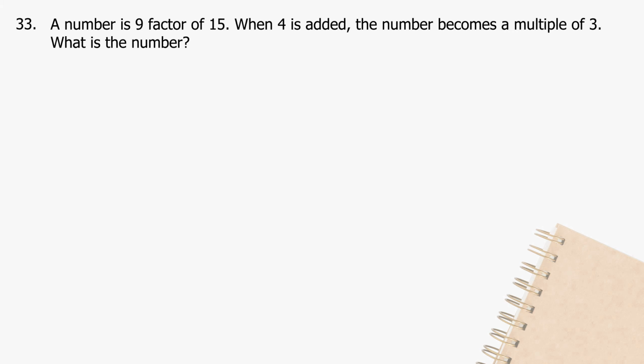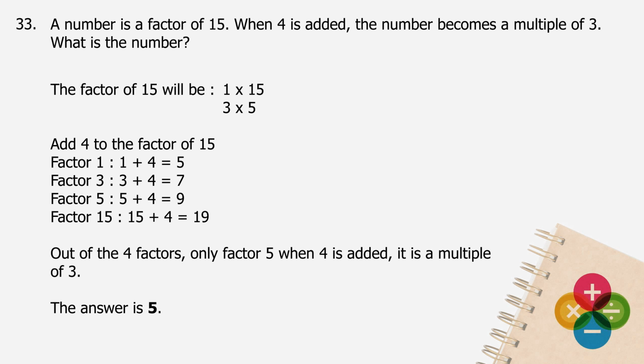Question 33. A number is a factor of 15. When 4 is added, the number becomes a multiple of 3. What is the number? The factors of 15 will be 1, 3, 5, and 15. Next add 4 to the factors of 15.